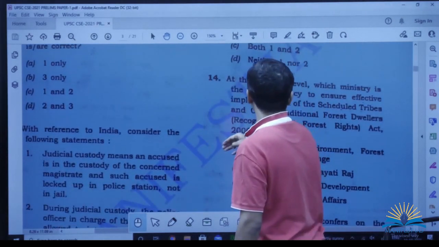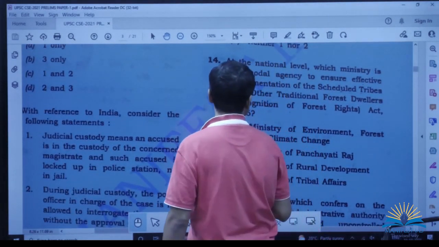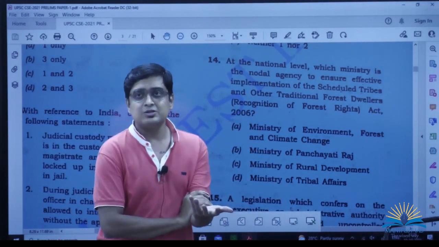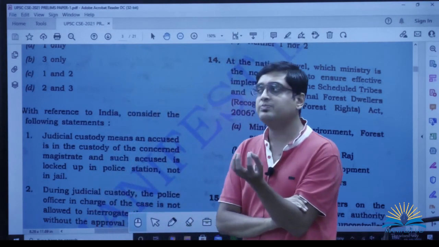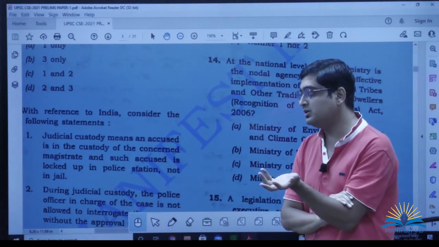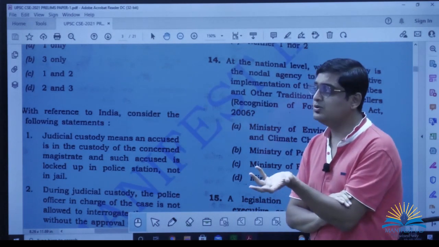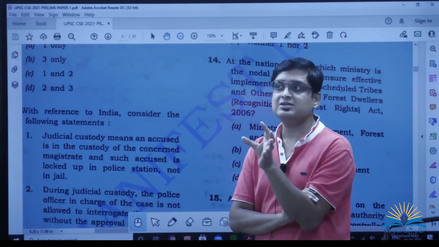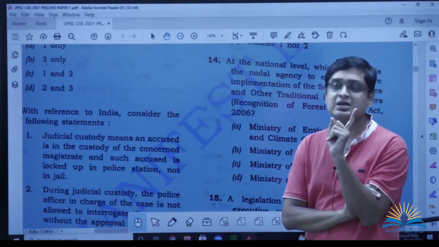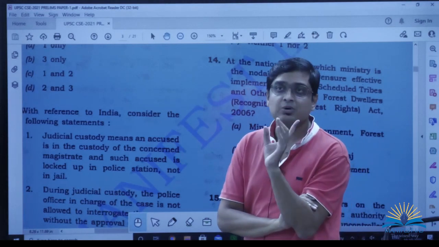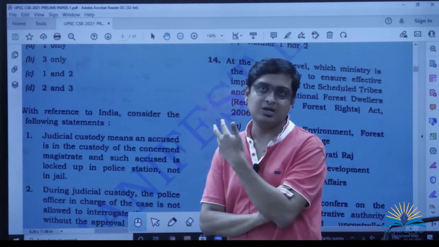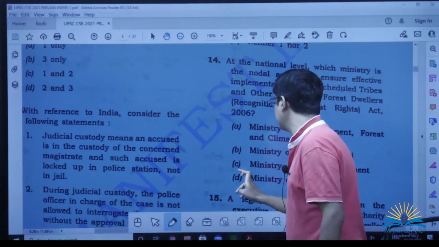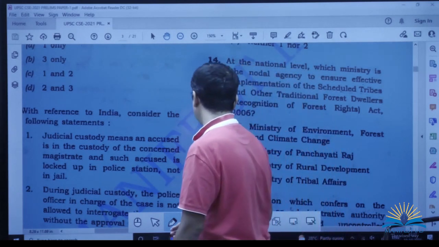At the national level, which ministry is the nodal agency to ensure the effective implementation of the Scheduled Tribes and Other Traditional Forest Dwellers Act? This was an act which granted ownership rights to the forest dwellers and also scheduled tribes in 2006 under the Manmohan Singh government. So, which is the nodal ministry under this? The nodal ministry is the Ministry of Tribal Affairs, because the Tribal Affairs Ministry was formed under the Vajpayee government in 1999. Naturally, it falls under it. So, answer is D in this, Ministry of Tribal Affairs. It is the nodal implementing authority for this particular act.